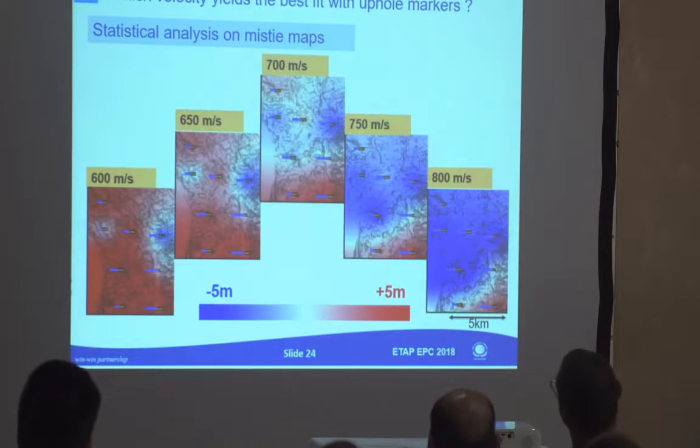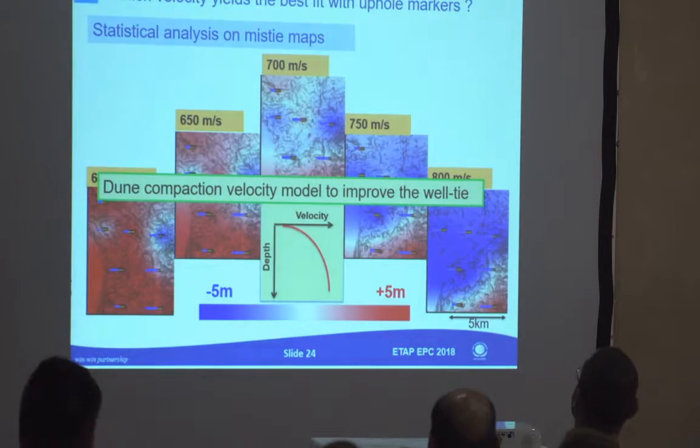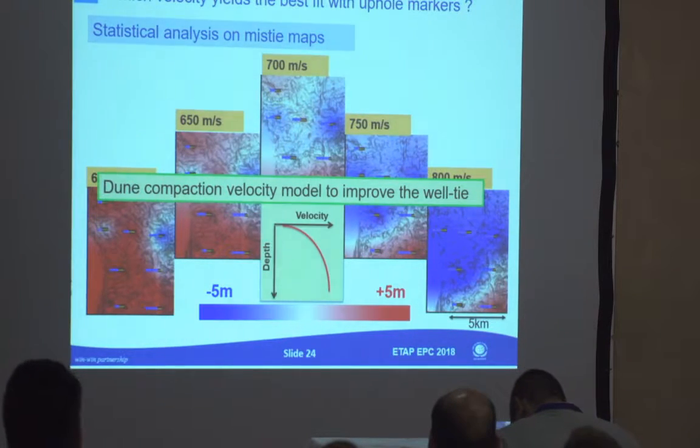Maybe, we have not done that on this project, but what could be done is to use a more sophisticated dune velocity model, like a compaction velocity model, for example, to improve the well to seismic tie. So it can be an idea: if you can derive a regional compaction law, then you can use this model to perform your time to depth stretch.